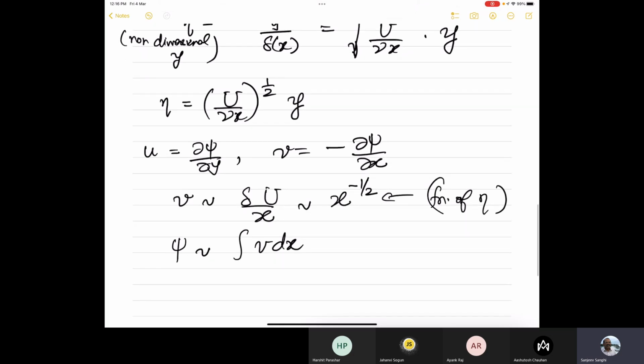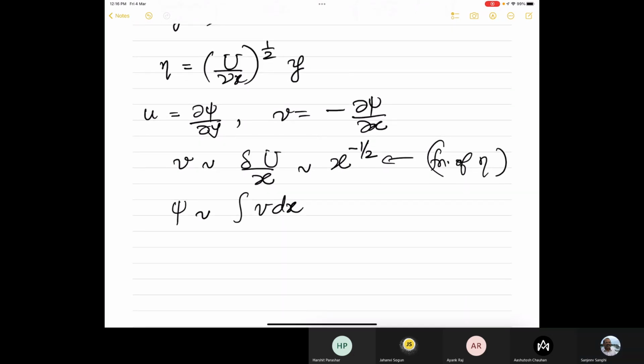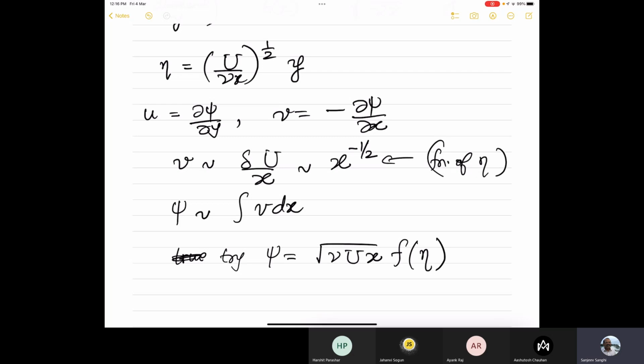is something like integral v dx. So based on this, we try psi is equal to, now v is delta u by x, and when I integrate it with x, so there is an x to the power of minus half dx. That will give me x to the power of half. So we try psi is equal to nu times capital U times x times a function of eta.